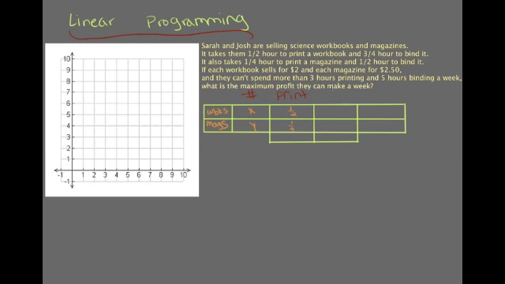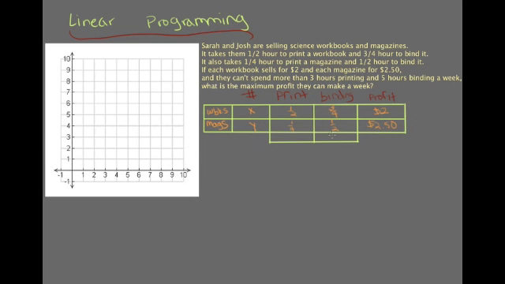And the next column will be about binding. And it takes 3/4 hour to bind a workbook and 1/2 hour to bind a magazine. And the last column will be profit. So how much money we're going to make. So workbooks sell for $2 each. So you make $2 profit off one workbook. And magazines sell for $2.50 each. So magazines give you $2.50 profit.